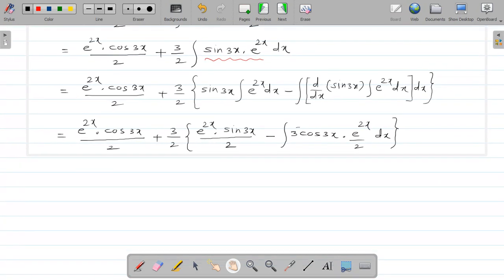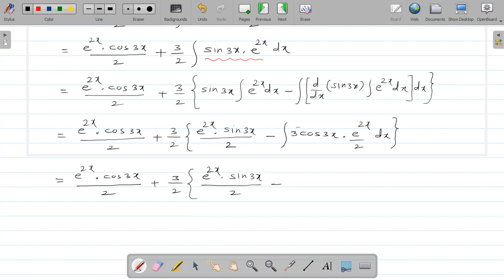Okay, now see, we will simplify this bracket first. So e raised to 2x into cos 3x upon 2, this is as it is, plus, now in the curly bracket what will you get? See, 3 by 2 as it is. Now in the curly bracket it is e raised to 2x into sin 3x upon 2 minus, now here again 3 by 2 is constant, you can take it outside, and in the integration you will get again cos 3x into e raised to 2x dx.